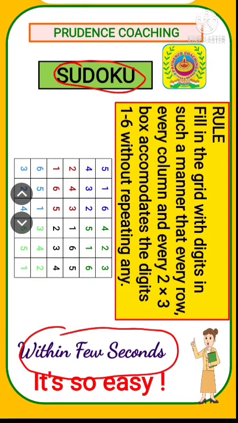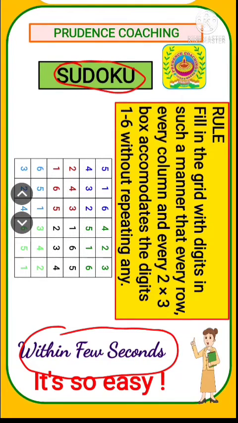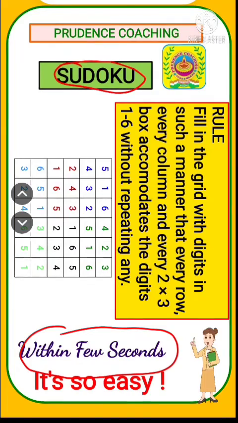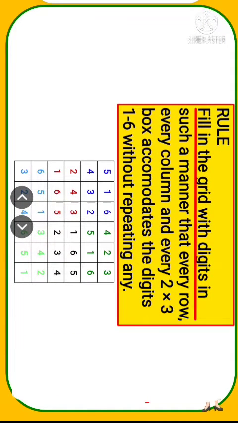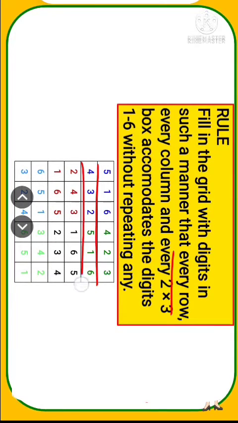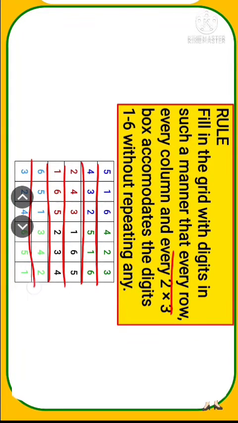Students, first you should know the rule behind this game, because we all know each and every game has a rule. So here also we have a rule. Let's first know the rule. Fill in the grid with digits in such a manner that every row, what is a row? As you can see, these are rows. The horizontal lines are called rows. These are the rows.